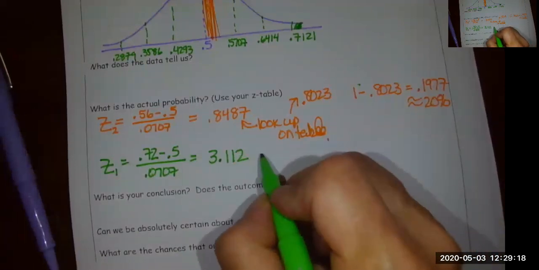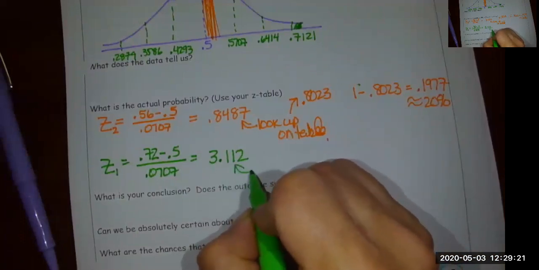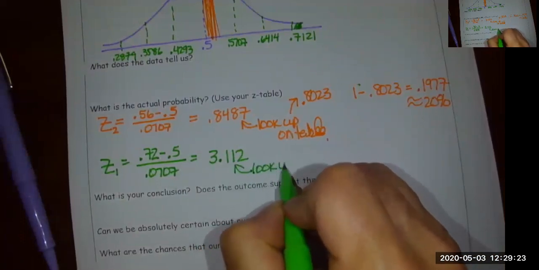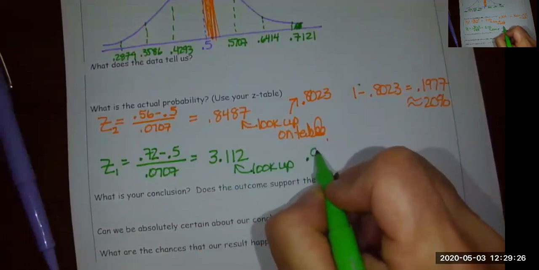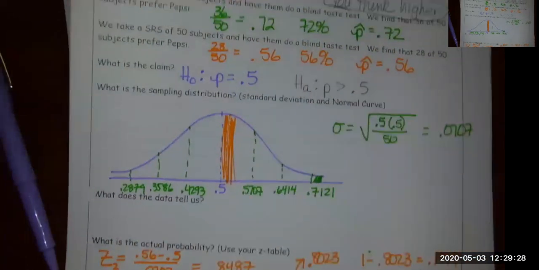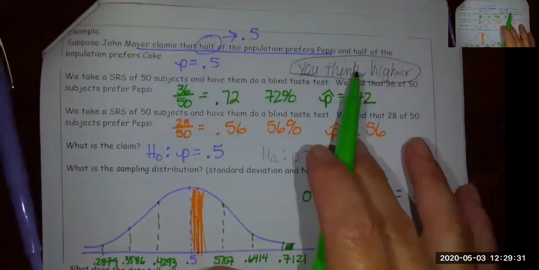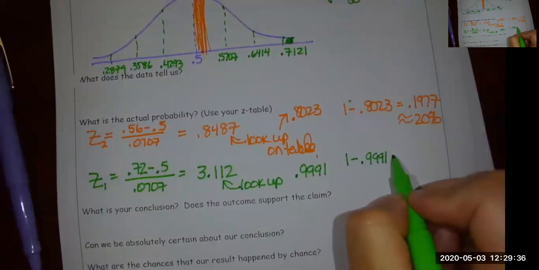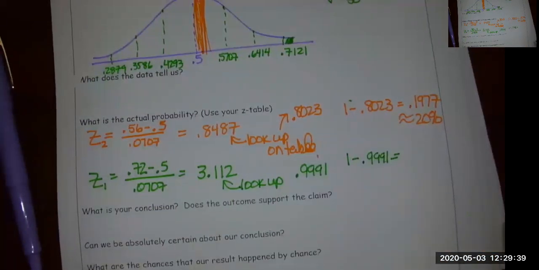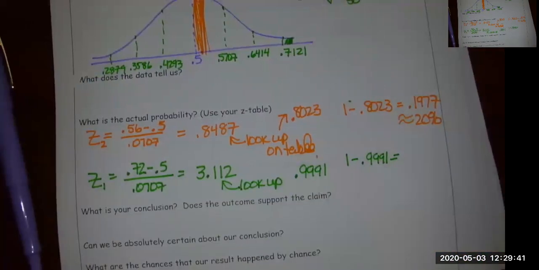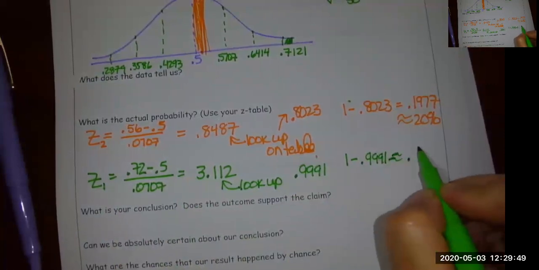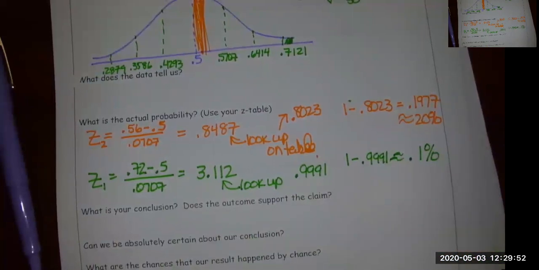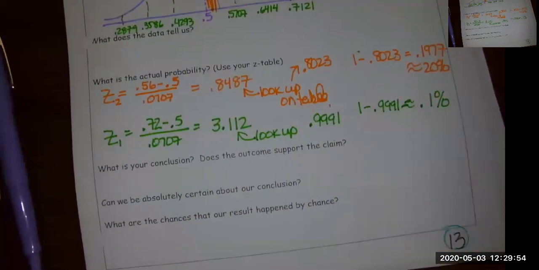Now let's look at the green one. I looked this up, and we get 0.9991. And your claim is that it's greater, higher. So we're going to take 1 minus 0.9991, and that is 0.1%. So roughly 0.1%. Okay? So what is your conclusion?